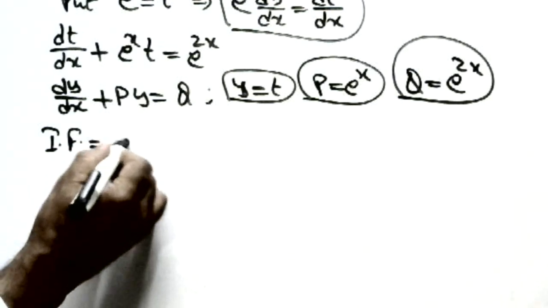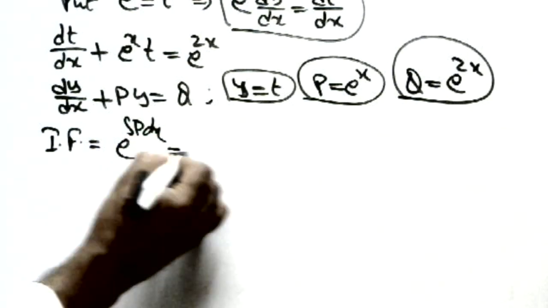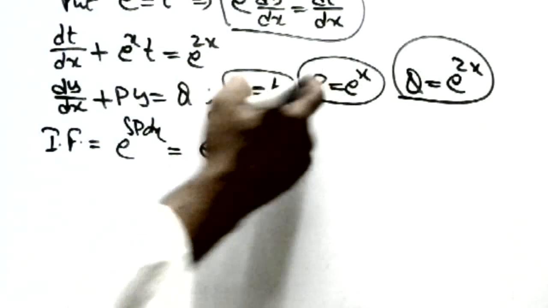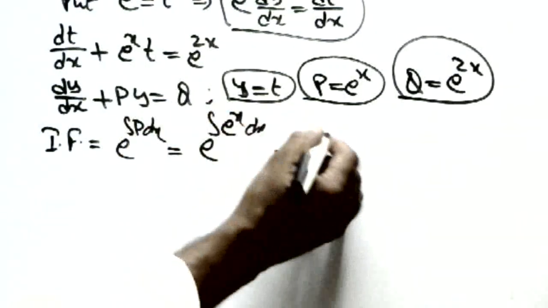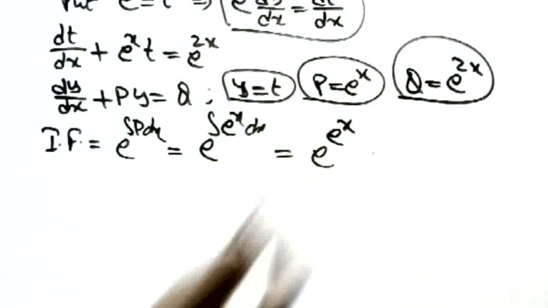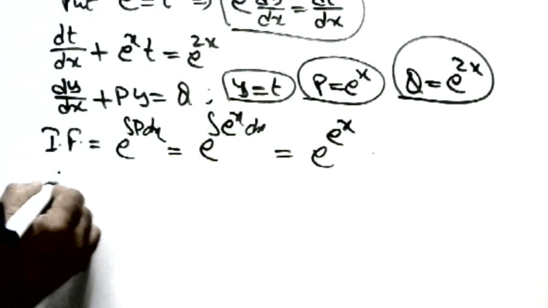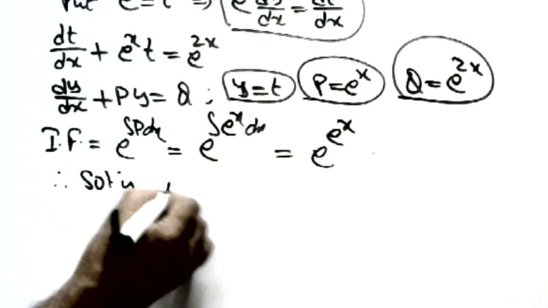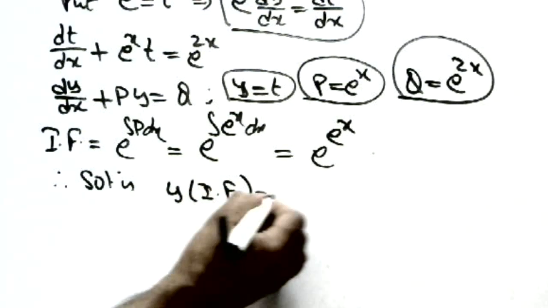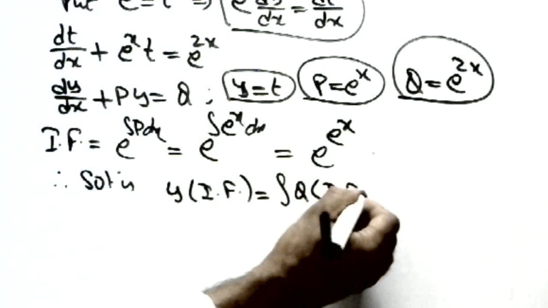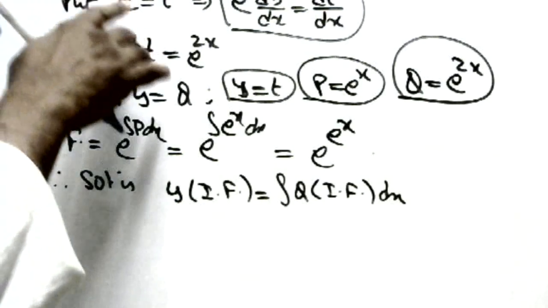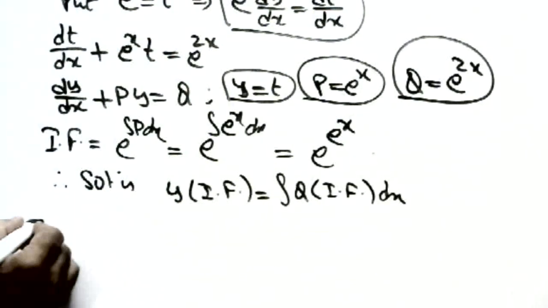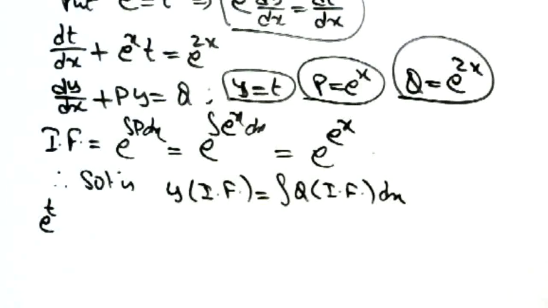Now, see here, what is the formula of integrating factor? E to the power of integration p dx. What is the value of p? E power x. So integrating factor equals to e to the power of integration of e power x dx. So this is the integrating factor. Therefore the solution is, what is the formula of solution? Y into integrating factor equals to integration of q into integrating factor dx. In place of y, what is the value of y? E power t. So in place of y we write e power t.